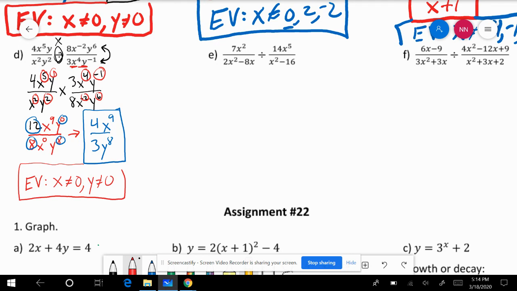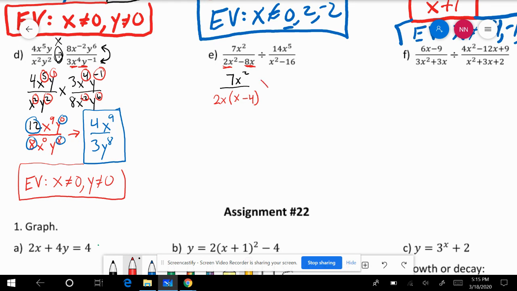Now, if we're looking at letter E, if you remember last time, what we're trying to do is factor and flip at the same time. It just saves us some space, saves us some time. So we keep the 7x squared, and what we're noticing is that we have a GCF, a greatest common factor, and the greatest common factor is going to be a 2 and an x. And if we divide each of these by 2x, we're left with an x minus 4.